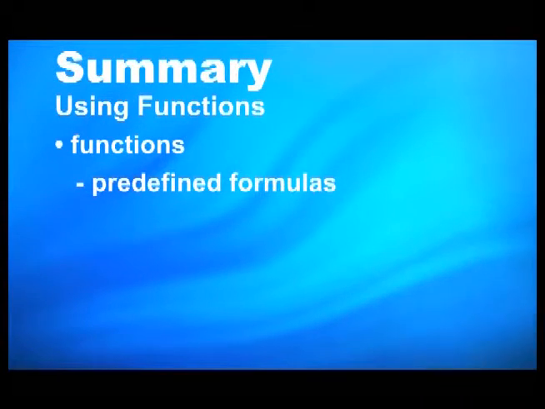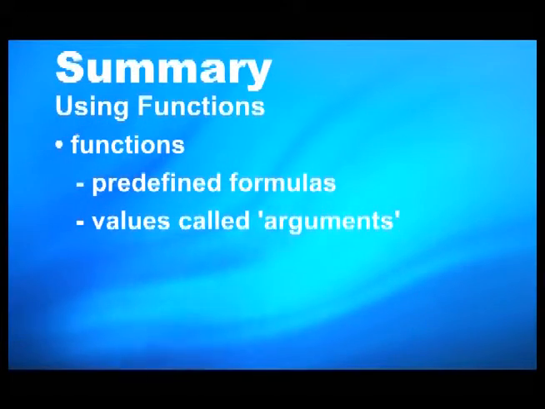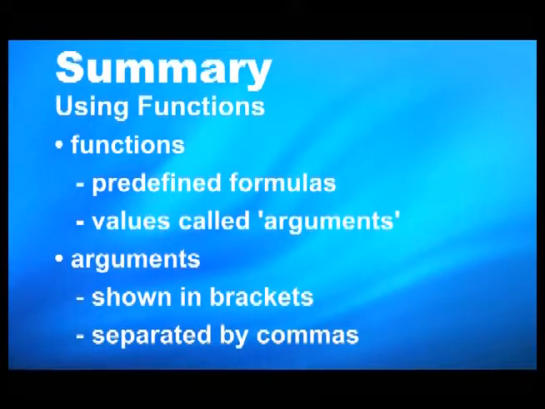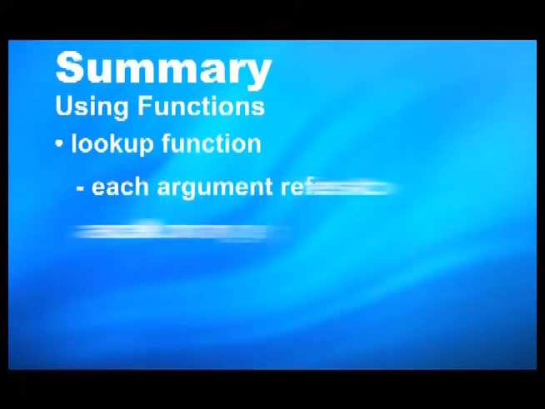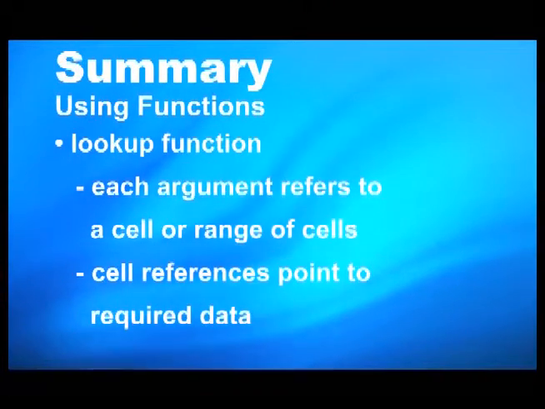Functions are predefined formulas that perform calculations using values called arguments. Arguments are shown in brackets, separated by commas. In the lookup function, each of the arguments refers to a cell or range of cells. By entering the cell references, we tell Excel 2007 where to find the data it needs to perform the lookup.